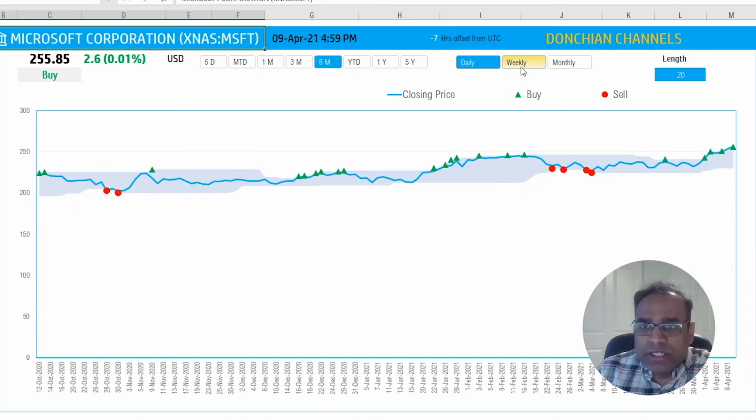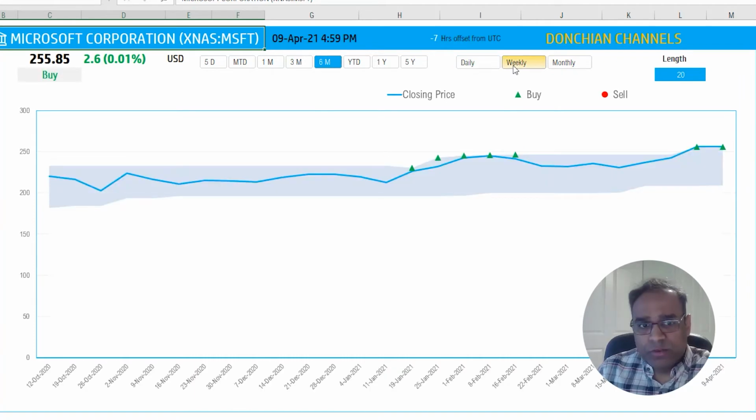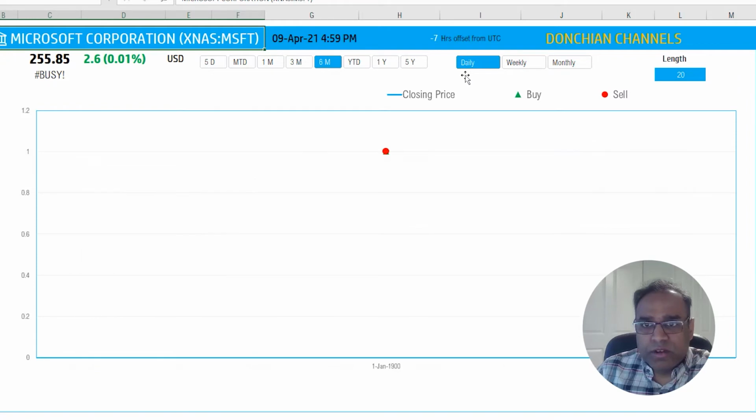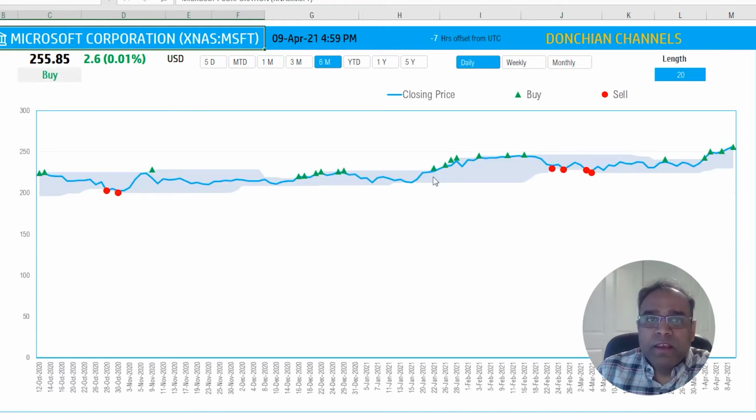There is also the time interval that you can change. So instead of a daily interval, you can change it to weekly or even monthly. Depending on that, the chart will automatically update. The chart itself, the blue line indicates the closing price of the stock symbol that you typed in. And then we have these buy and sell signals.